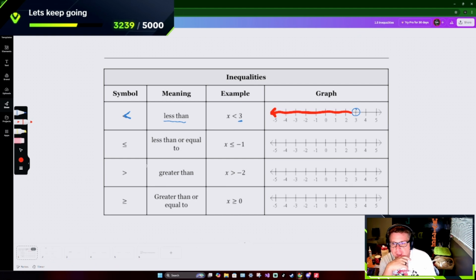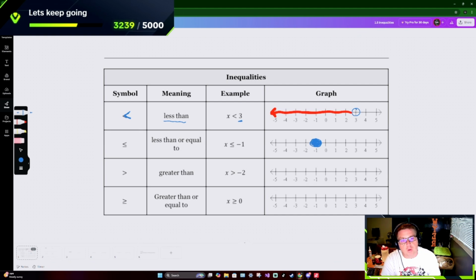Now, we have less than or equal to. So now when we pick that number, we're going to draw a circle around -1. But you can see x is less than or equal to -1. So now this is where it could actually equal -1. Like we could get to 2.999999, but we could never touch 3 on this graph.